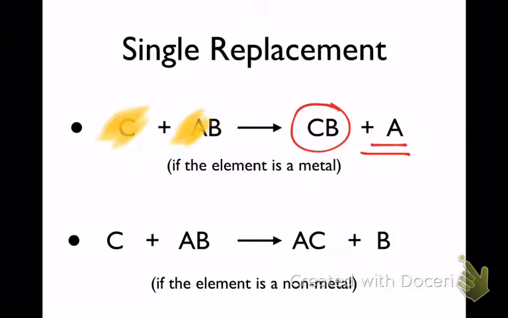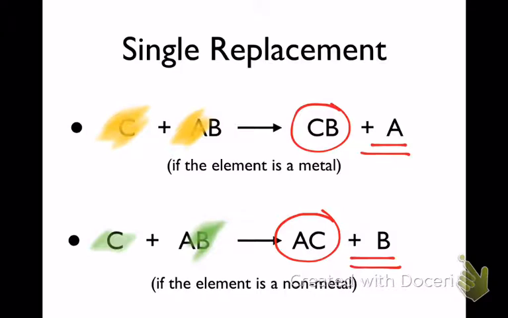And I know that metals or cations are listed first in my compounds. So if C is going to replace anything, it will try to replace A. And if it does, C now has joined up with B, and A has been pushed off of the compound and is now free. On the other hand, if C is a nonmetal, then it can only replace another nonmetal.